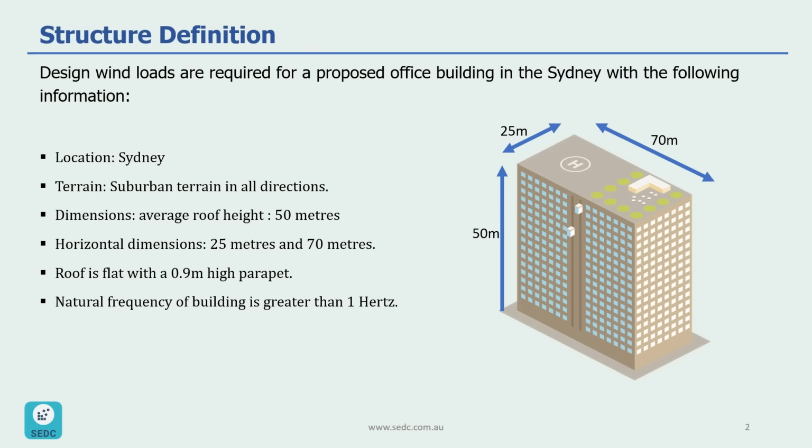Let's define our building that we want to calculate the design wind load for. This building is an office building located in Sydney, and it's 50 meters high. The horizontal dimensions of this building are 25 meters by 70 meters, and the natural frequency of this building is greater than 1 Hz. The roof is flat with a 0.9 meter high parapet. Also, this building is located in a suburban terrain in all directions.